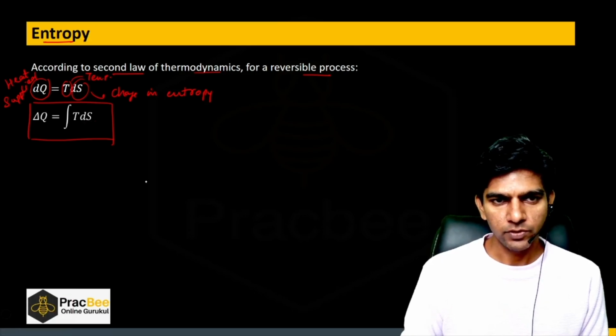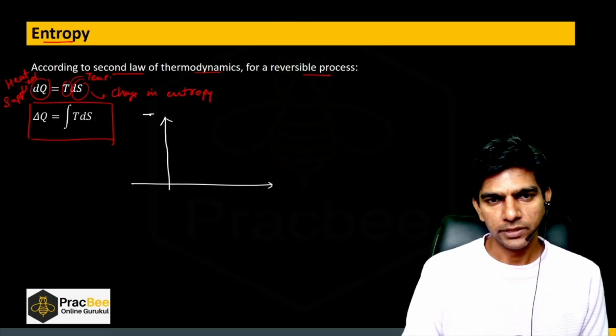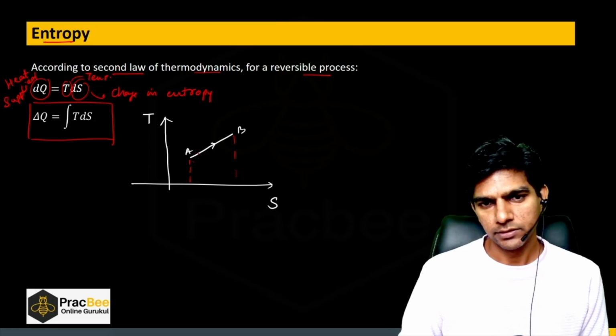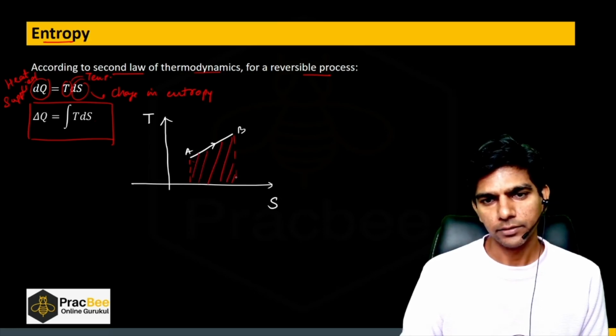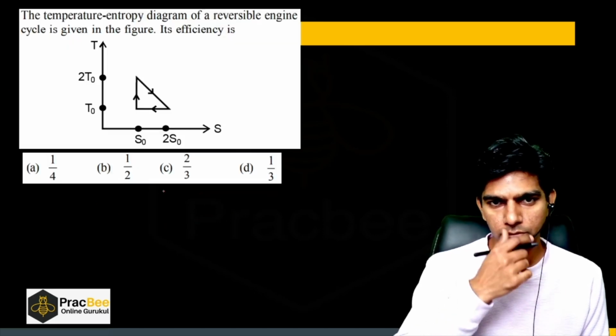So how can we use this? Suppose a graph is given to us, say on the y-axis we have temperature, on the x-axis we have entropy, and suppose there is a graph from A to B. Now, if I want to find the area under this graph, this area is nothing but the integral of T dS, right? It is the area under the temperature-entropy graph. So do remember this.